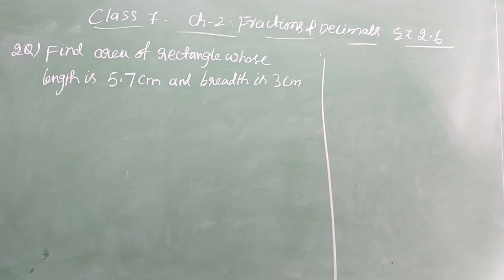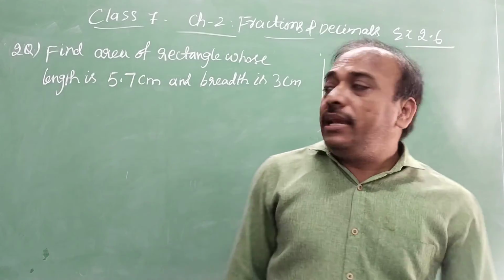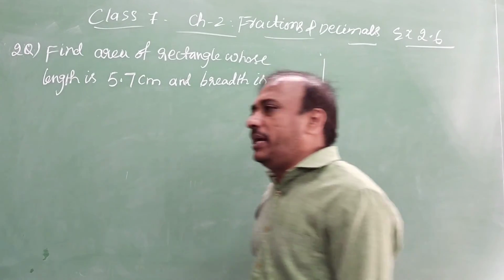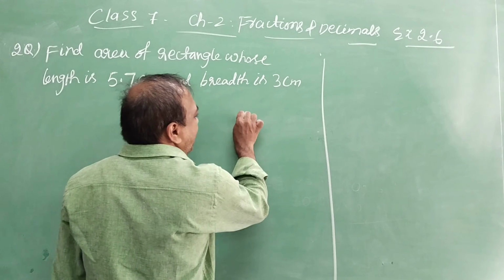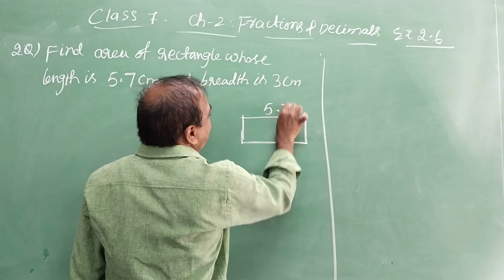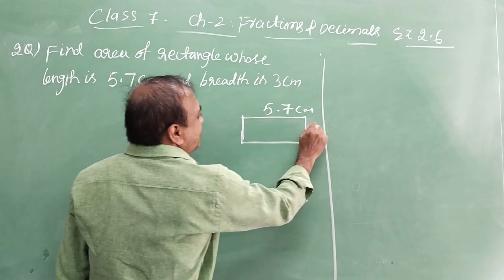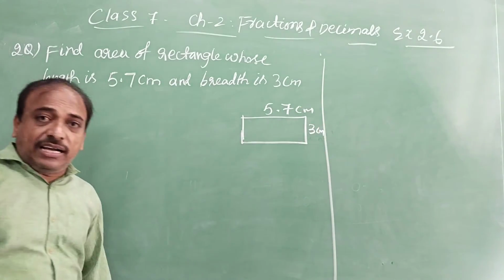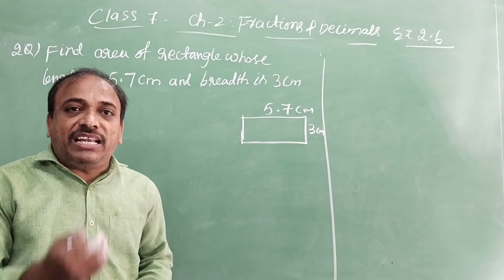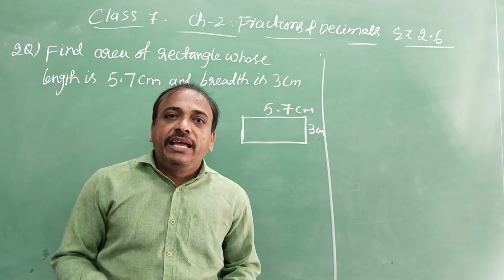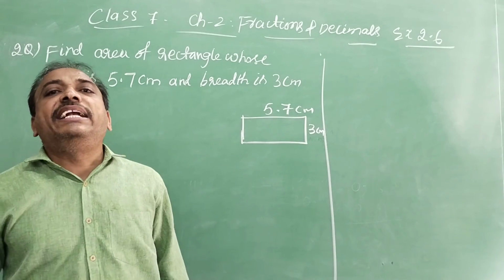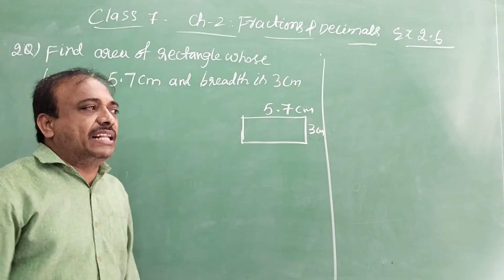Let us see question number 2. Find area of a rectangle whose length is 5.7 cm and breadth is 3 cm. So as we know, here length of the rectangle is 5.7 cm and breadth is given as 3 cm. How do you calculate area? In class 6 we have discussed the perimeter and area chapter. How to find out area of a rectangle? Yes, exactly, you are right. Area of a rectangle is length into breadth.